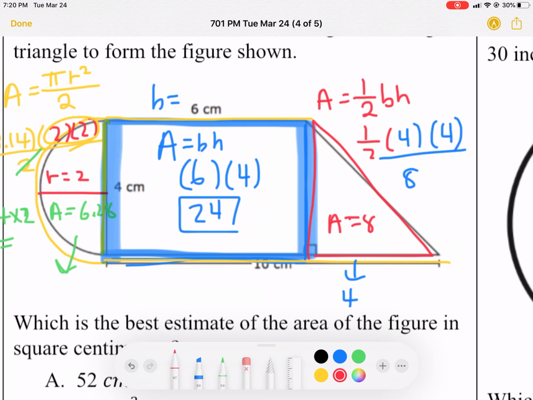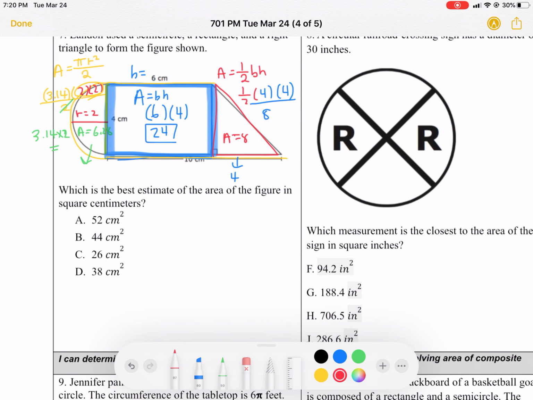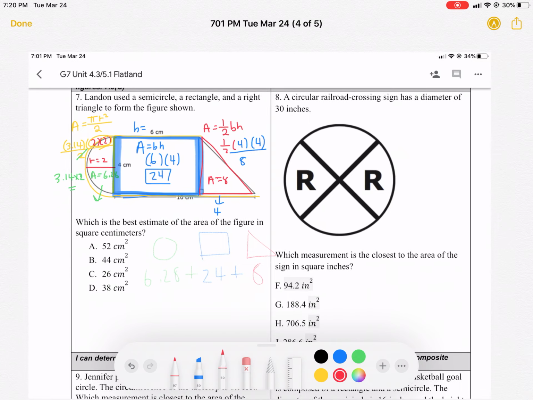And lastly, we need to combine all of them. So I'm going to add the area of the circle, which is 6.28, plus the rectangle, 24, plus the triangle, which is 8. Okay, and that should give you the answer.